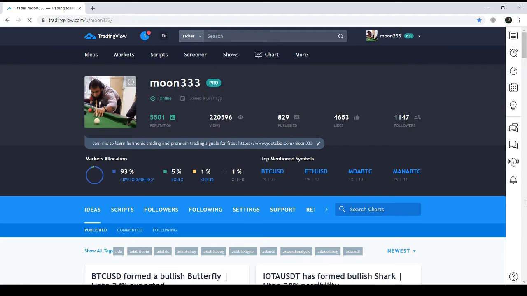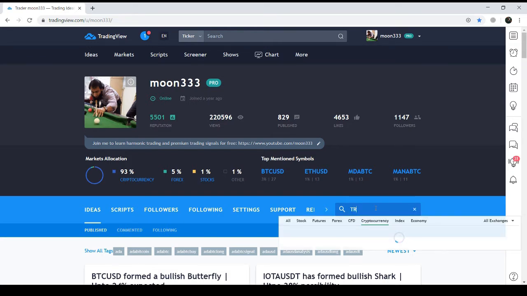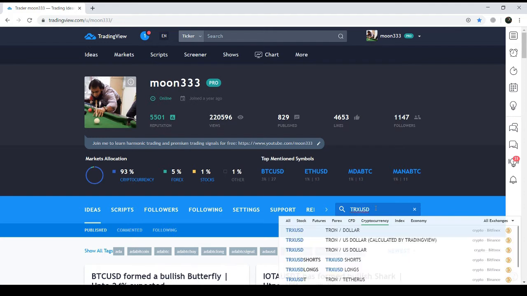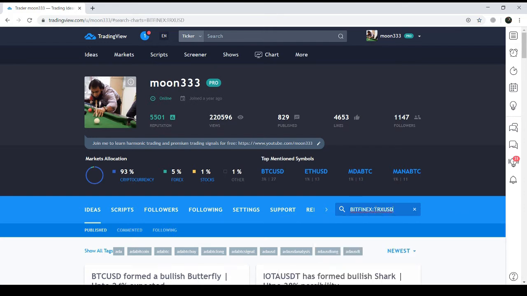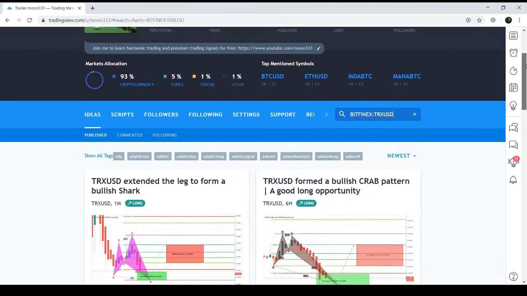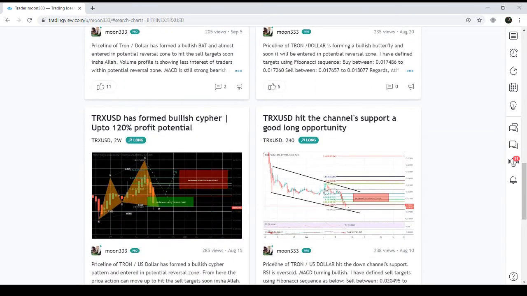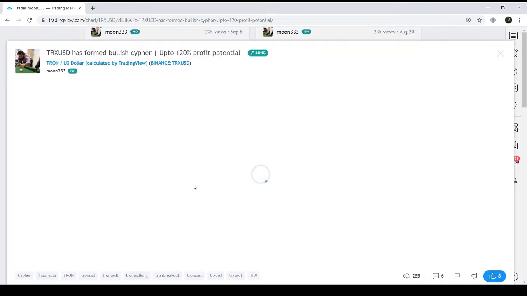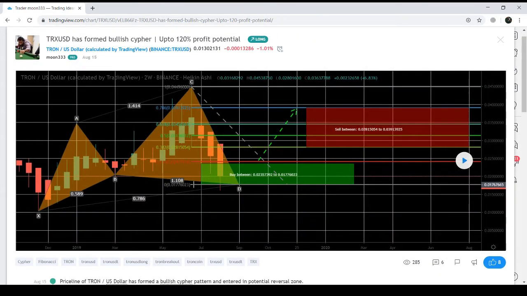On 15th of August, I posted the chart of TRXUSD and this was a long-term chart on 1 week time period. And this was the chart. I'm just opening this chart from my portal. And this trade had the potential to give us up to 120% profit.